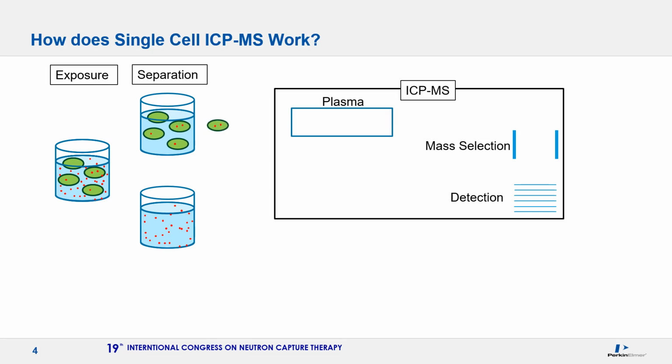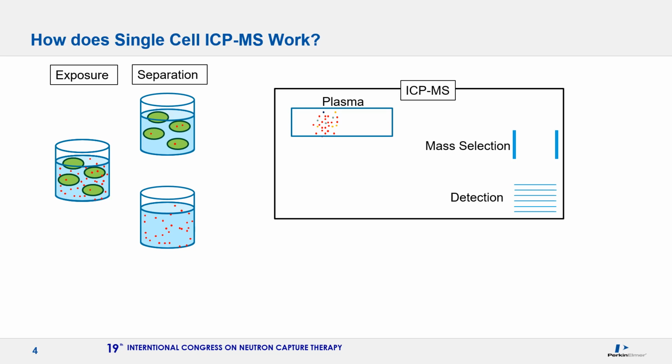And those cells are then sampled with an uptake line to an ICP-MS system, which we see here symbolized by this box. The major component of the ICP-MS system is the plasma, which generates the conditions necessary for dissociation of all the components in the cell into its individual atoms and ions.